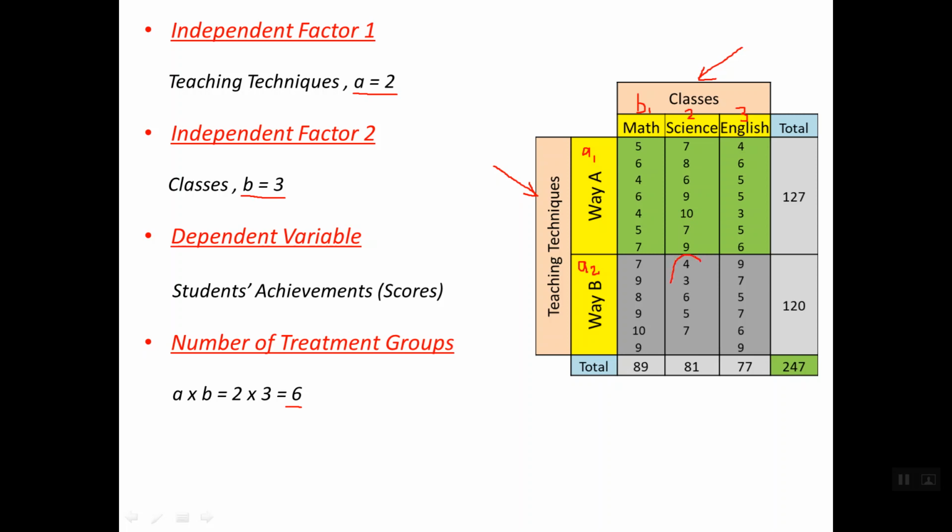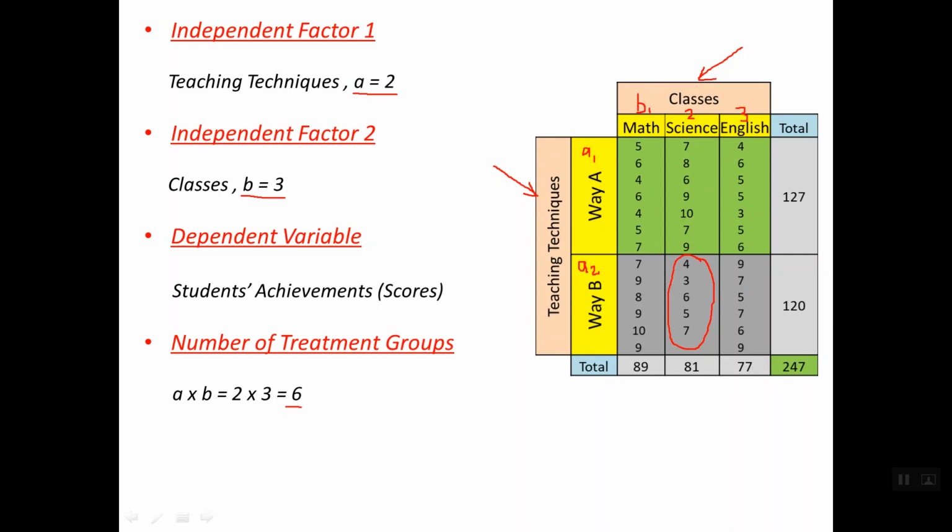For example, this group is the science class, which has been taught by using the teaching techniques way B, and number of observation for this group is 5, or sometimes it's called number of replicates. It is 5. So we have 6 treatment groups.